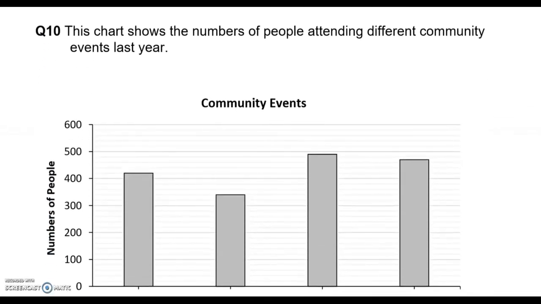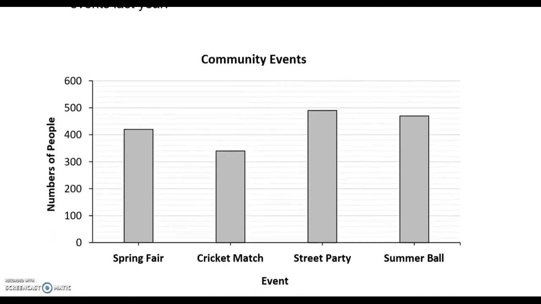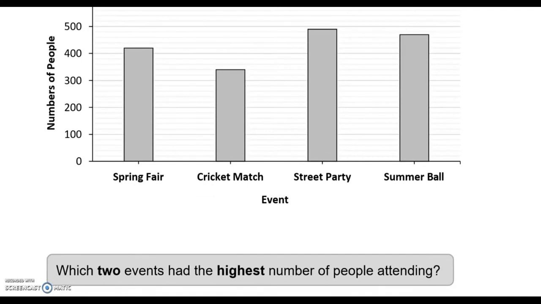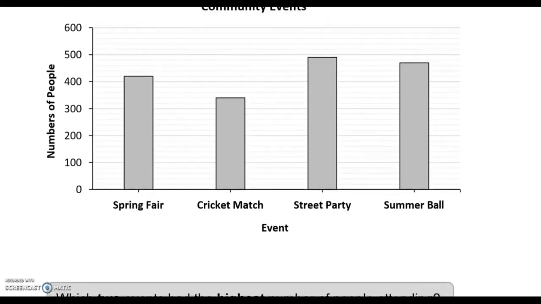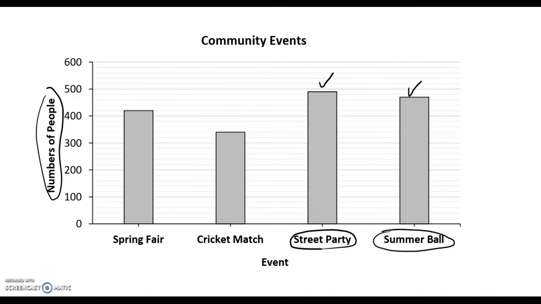This chart shows the number of people attending different community events last year. The question is, which 2 events had the highest number of people attending? So the number of people is shown here. That means we're going to look at the highest bars. And that's this one. The next one is this one. So street party and summer ball.